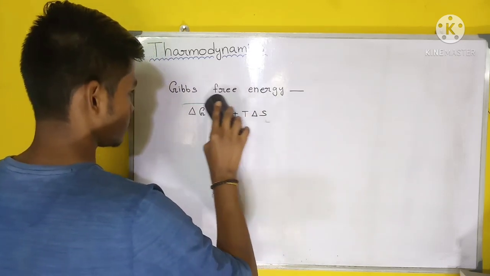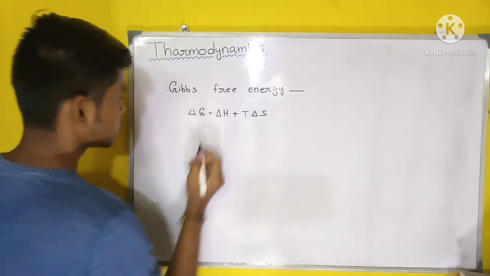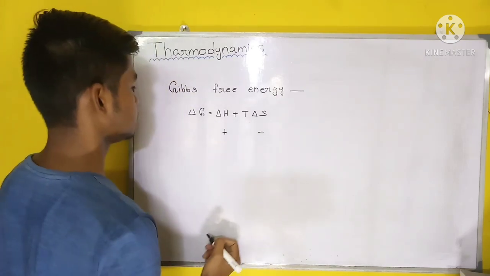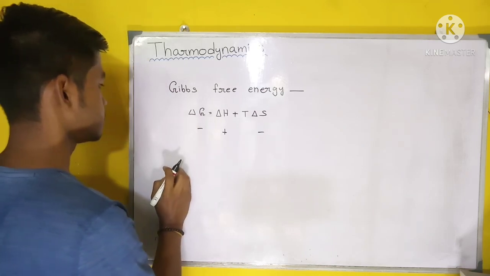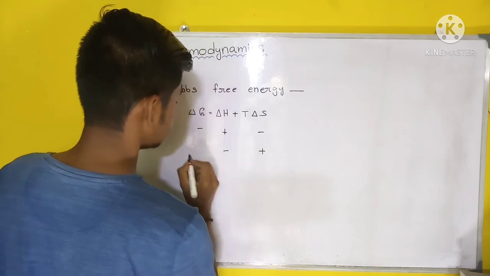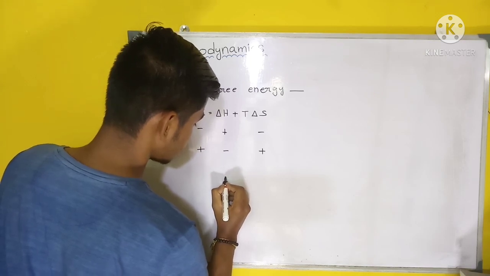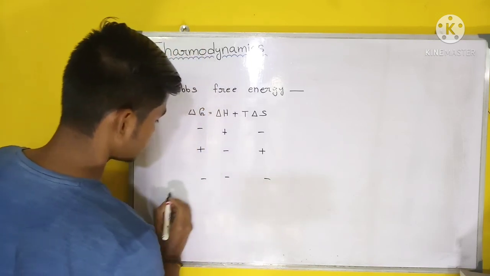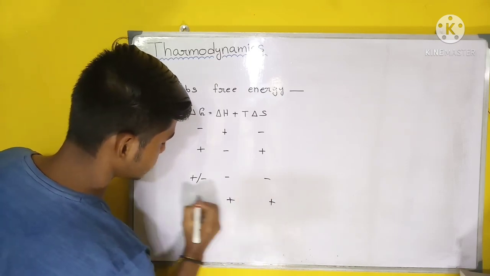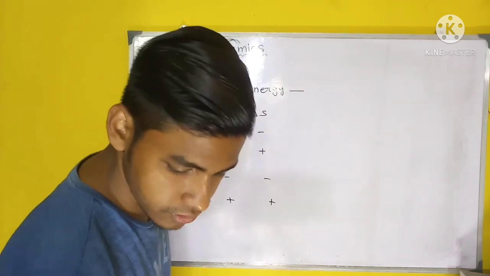Suppose, guys, it is positive and it is negative, it will be negative. Suppose it is negative, it is positive, it will be positive. And suppose it is minus, it is minus, it will be minus, plus. If it is plus and it is plus, then it will be plus, minus. And now, guys, we will be talking about those processes.